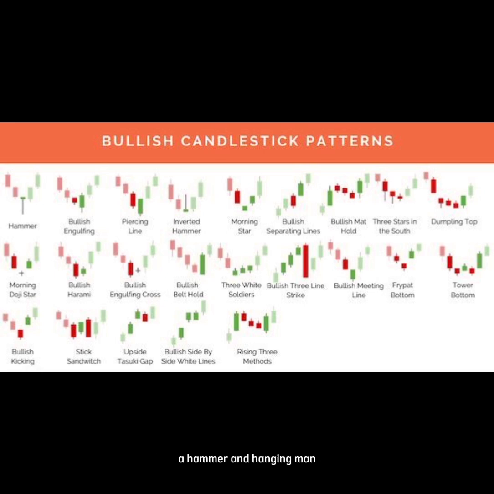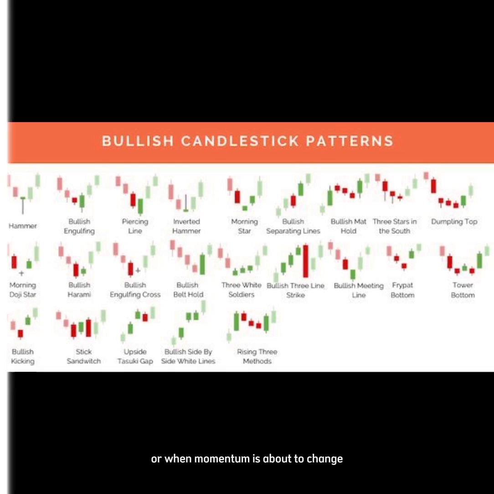Hammer and hanging man. Both candles have a small body and a long lower wick, indicating a rejection of lower prices. A hammer is bullish when found at a market bottom, while a hanging man can be bearish when found at a market top. Doji. A candle where the open and close are nearly the same. This reveals a market in indecision, where neither buyers nor sellers have a clear upper hand. Doji candles often appear before a pivot or when momentum is about to change.